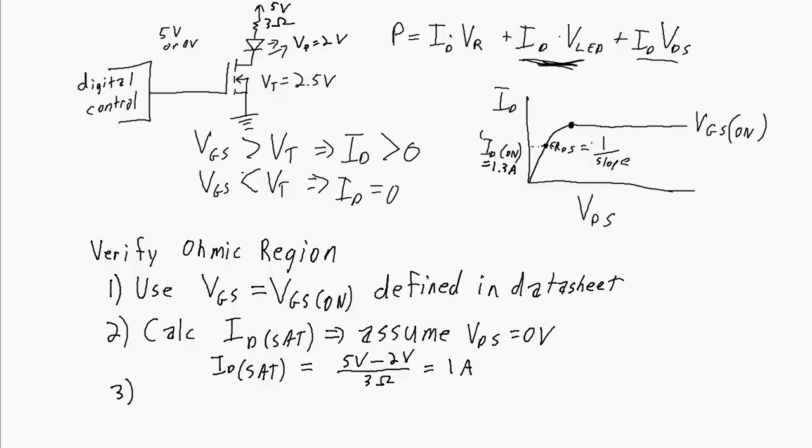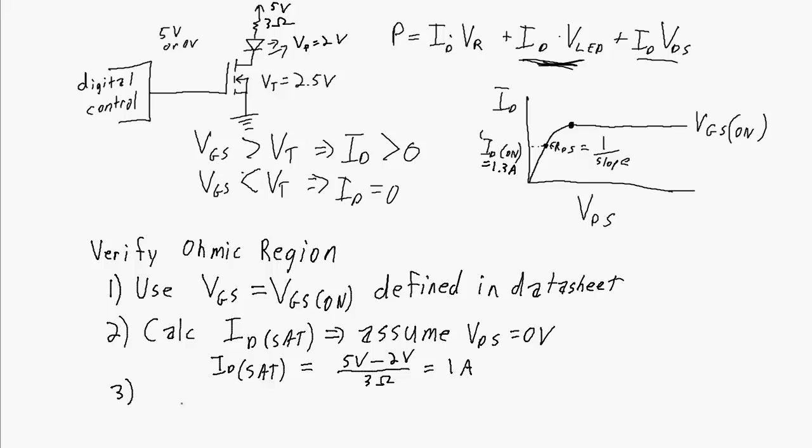So, just in summary, what we've got so far: for this particular circuit, we've got a FET that has a threshold voltage of 2.5 volts, and for a VGS on of 5 volts, we have an ID on of 1.3 amps. And in the particular circuit that we have, we calculated that the ID sat is going to be 1 amp.